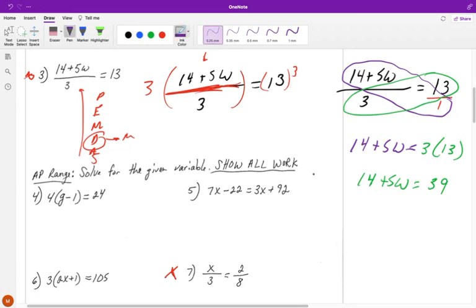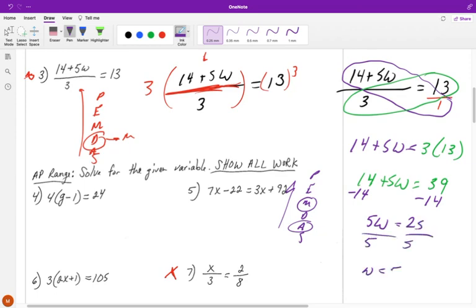But from here now, we know we have our PEMDAS in reverse. So we have the addition, it's positive 14, and we have the multiplying, 5w. So to get rid of addition, we will subtract 14, so 5w is equal to 25. Then we're going to divide each side by 5, so w is then equal to 5.